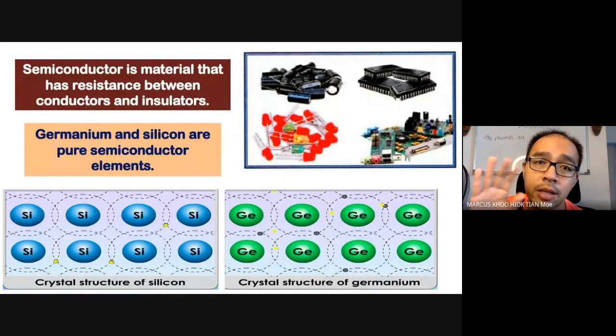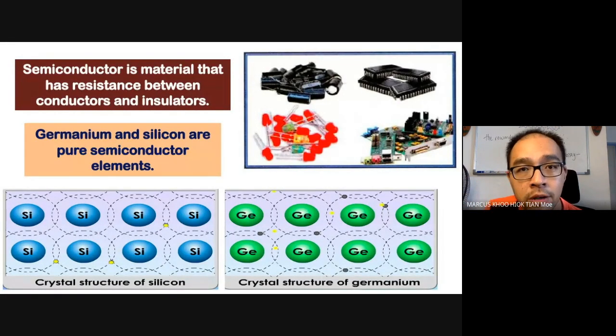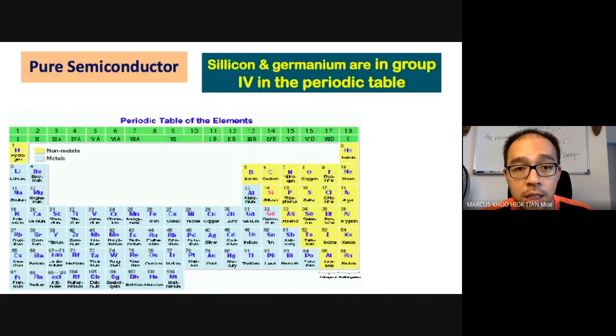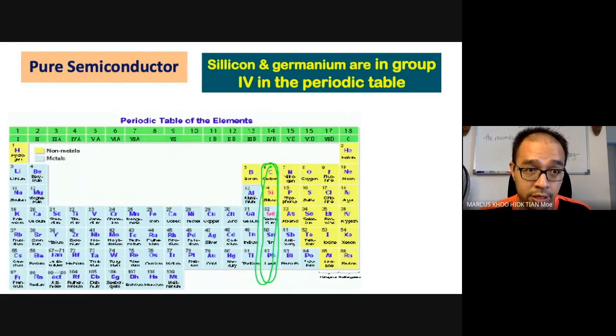So a semiconductor is a material where the resistance and the electrical conductivity is between conductors and insulators. And generally the elements that make good semiconductors are usually in group 14, or group 4 depending on which numbering you use, in the periodic table, which is here. So these are all very good semiconductors, not as good as conductors, which are metals, but definitely better than the non-metals.